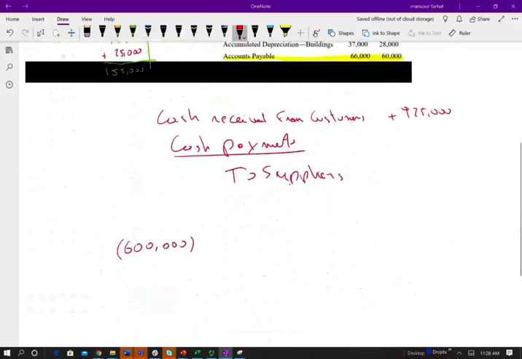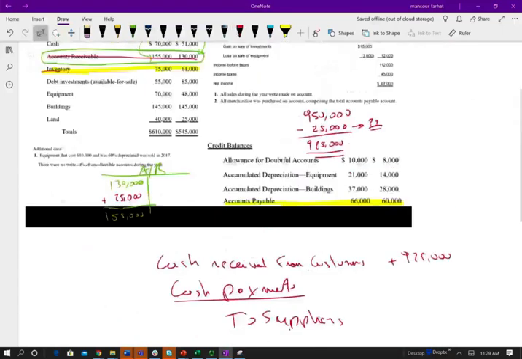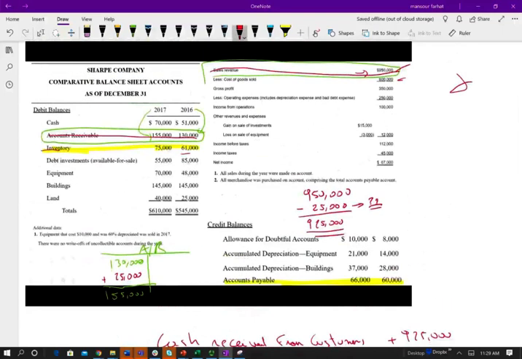So you started with 600,000. Your inventory went up from 61,000 to 75,000. If your inventory went up, it means overall the net change was positive 14. Positive 14 means you are purchasing. If you are purchasing, it means you are paying more.